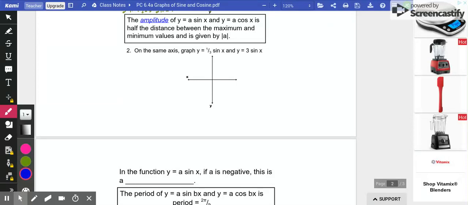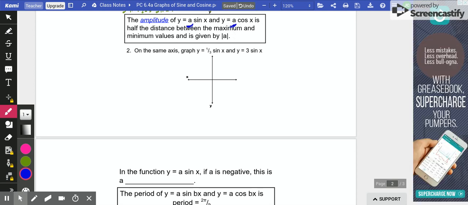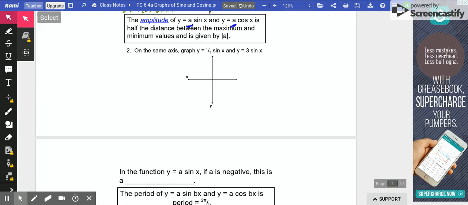All right, so as promised, we are now going to transform our sine and cosine functions. So the first thing we're going to talk about is changing the amplitude. Amplitude is when you have a number out front, either of sine and cosine. The amplitude is half the distance between the maximum and minimum values, and it's given by the absolute value of a.